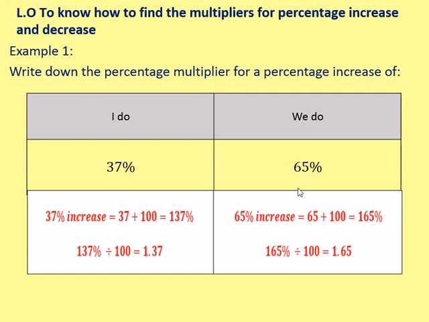Okay, so for 65%, again, this is a 65% increase. So we're looking for 65% plus 100%, a total of 165%. You just add it to 100. And then we turn 165% into a multiplier, or a decimal. We divide by 100 to get 1.65. So really well done if you got that right yourself.